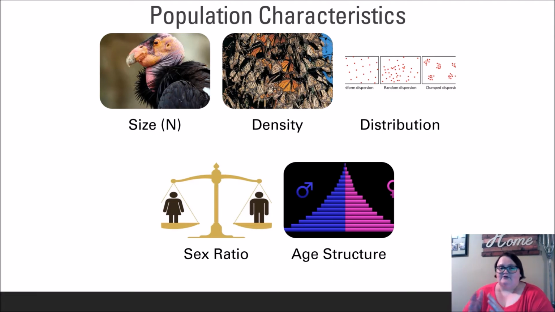Size, density, and distribution are the primary characteristics that determine population resource use. But we can also look at the sex and age demographics of a population. We evaluate the ratio of males to females in a population, as well as the proportion of pre-reproductive, reproductive, and post-reproductive individuals. This can help us to predict future population growth patterns.